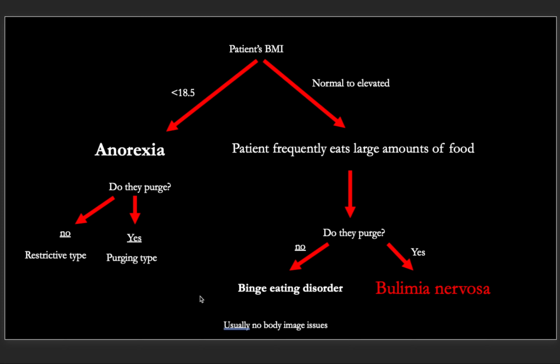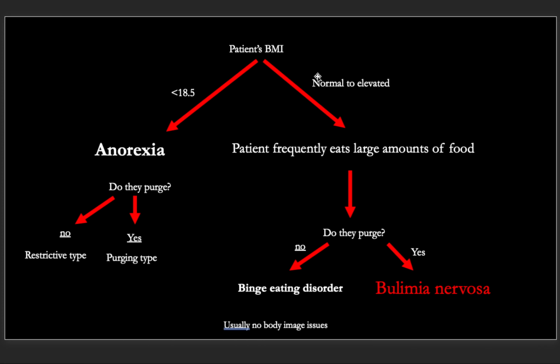This is how you tell between anorexia, binge eating disorder, and bulimia. First thing we're going to do is check the BMI. If they have a BMI less than 18.5, like I said, we can't even begin to think about bulimia. We're then thinking about anorexia.